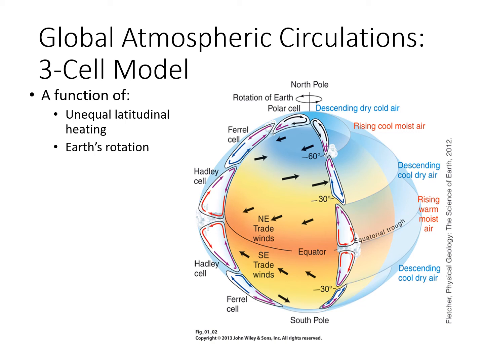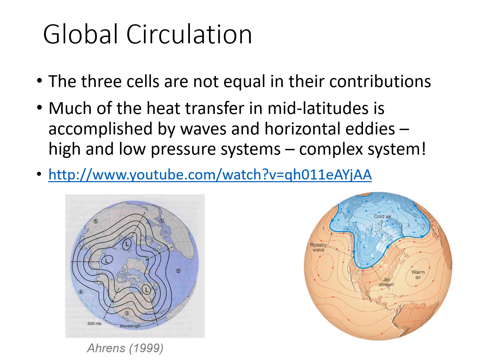You should now have a good understanding of how differential heating and the Coriolis effect contribute to the patterns of atmospheric circulation. The three-celled model helps us to understand these patterns, which are illustrated here. It is important to realize that the three cells are not equal in their contributions and that atmospheric circulation is more complex than what is portrayed using this model.